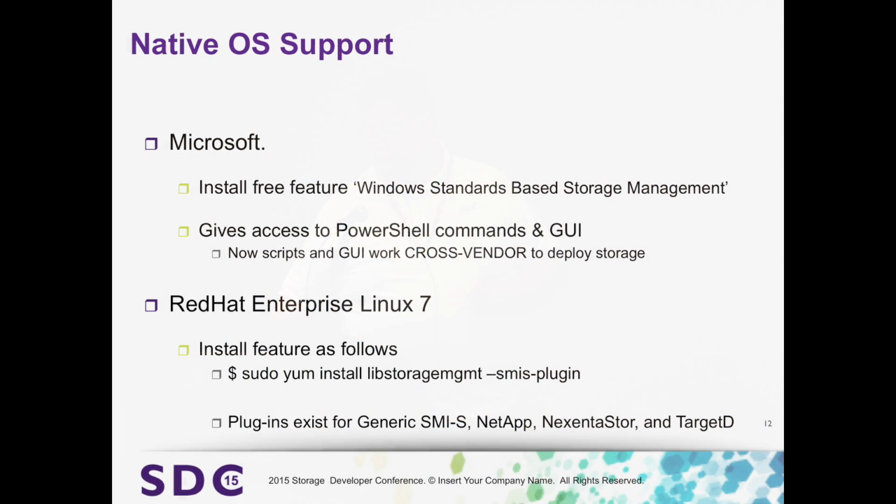Again, we're not here to tell you which way is right. We're just here to tell you there are two different methods to do it. So here's a couple examples. Microsoft, as a client, has actually put Windows standards-based storage management into the OS. Right inside the OS, it knows how to talk natively to an SMI-S device. Red Hat has done the exact same thing. Again, here are very simple installs. I'm going to show you what that looks like as well.